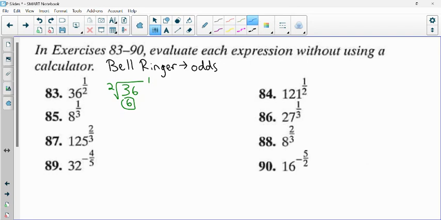For 85, our radicand is 8. Our root is on the bottom of that fraction. So we're taking the cube root of 8 to the first, which is just equal to 2. 2 times itself 3 times is 8.